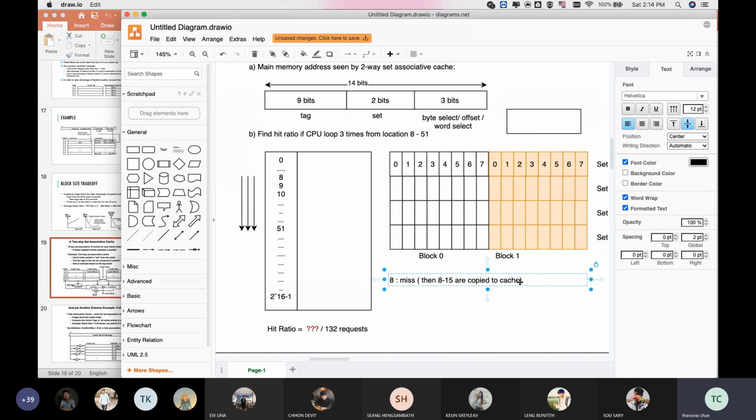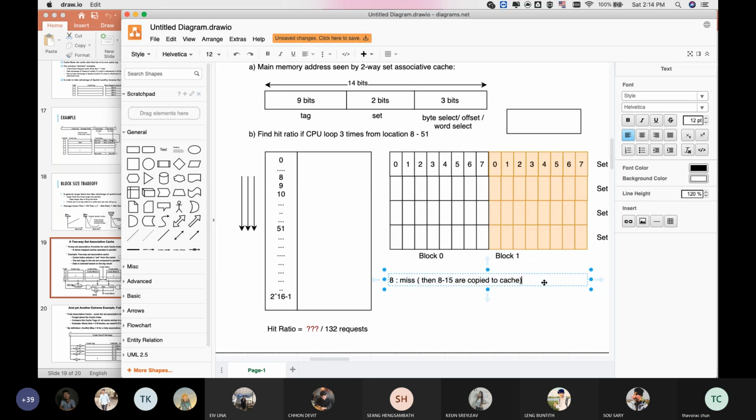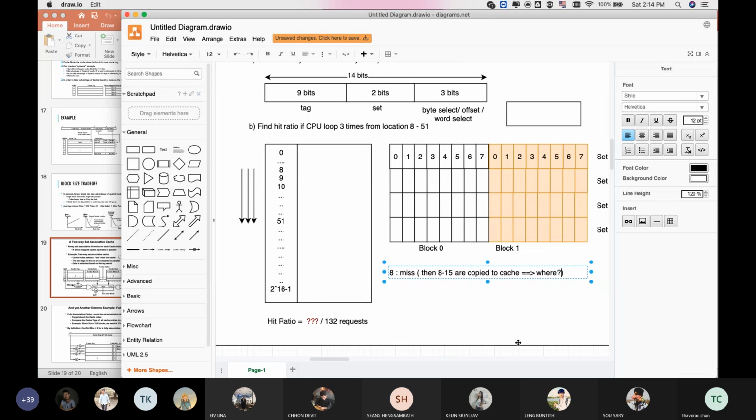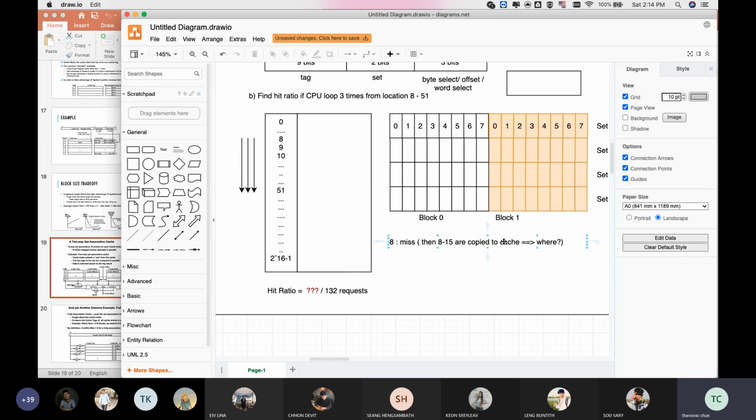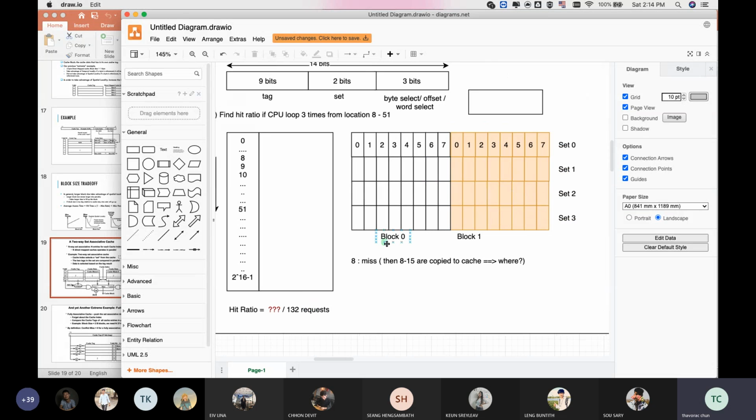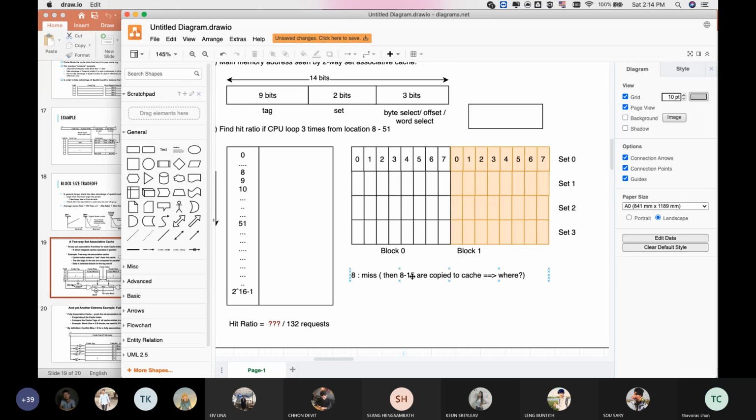And here is the question. Where? Because we need to know where the data should be stored inside our cache here. Should it be stored here? It should be stored here. So can you tell me, when we copy this data, where do we store it inside here? I'll give you maybe 5 minutes to think about it.